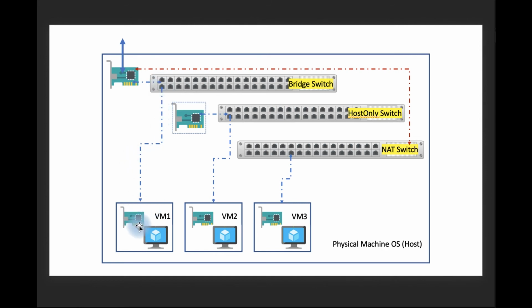The physical interface will be attached to the bridge, and the bridge will then redirect traffic to the particular VM. So the next type is host only. In host only networking, there will be a virtual NIC created in the host operating system, and the VM's NIC will be attached to this host only switch.